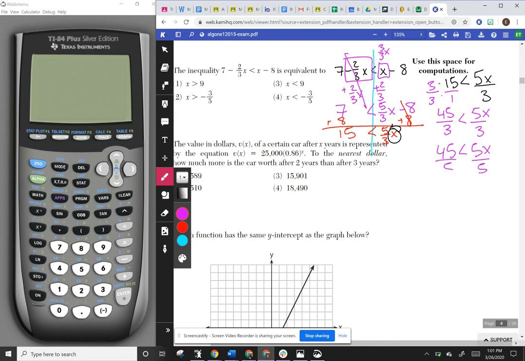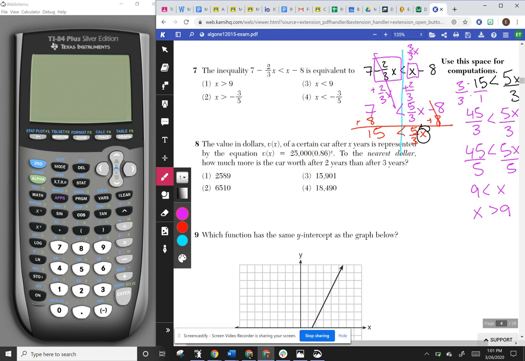Divide both sides by 5. We get 9 is less than x. And when you switch the direction now, you need to flip the inequality symbol. X is greater than 9. And that answer choice is 1.